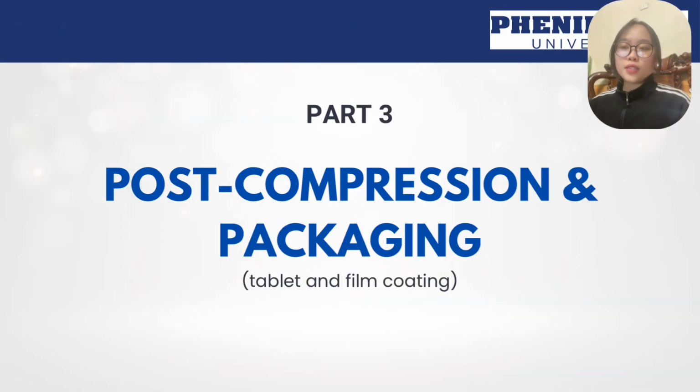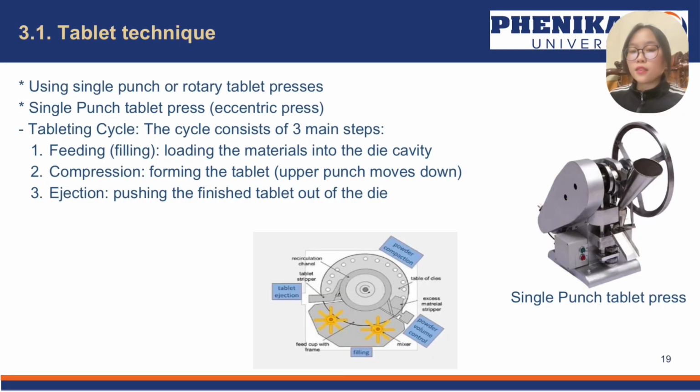Now we move to part 3, post-compression and packaging. This stage is crucial because it transforms the granules into the final tablet form that patients actually use. We will cover 3 main processes: tableting technique, film coating, and finally packaging. So first, let's look at tableting technique.